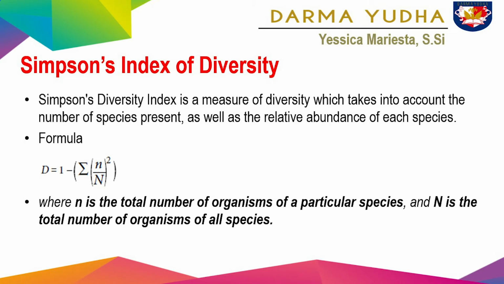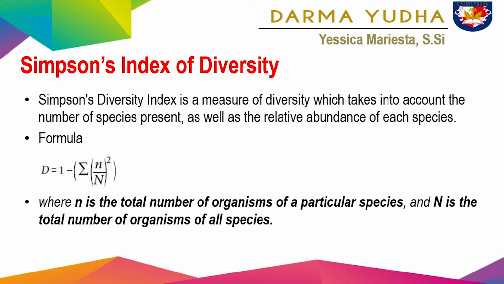The first one is the Simpson's Index of Diversity. Simpson's Diversity Index is a measure of diversity which takes into account the number of species present as well as the relative abundance of each species. When you have collected information about the abundance of the species in the area you're studying, you can use your result to calculate a value for the species diversity in that area. You can do this using the Simpson Index of Diversity, or you can insert D.